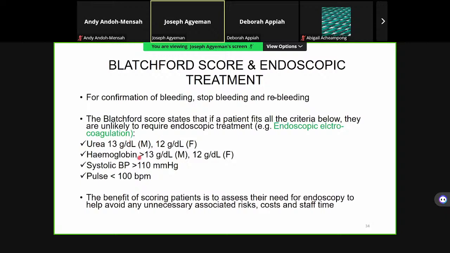If the person is bleeding, there will be extensive anemia. So if you check and the person, like a male patient, has a hemoglobin concentration of more than 13, then the person is not having any extensive bleeding. And for ladies, if it's more than 12, it means the bleeding is not extensive.